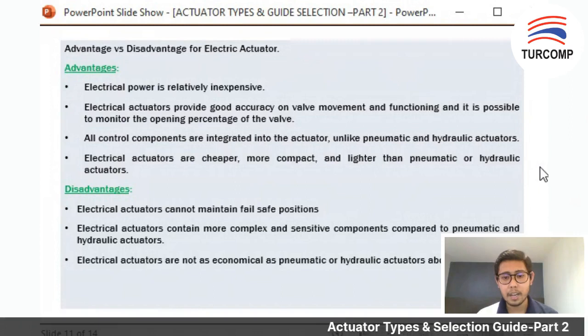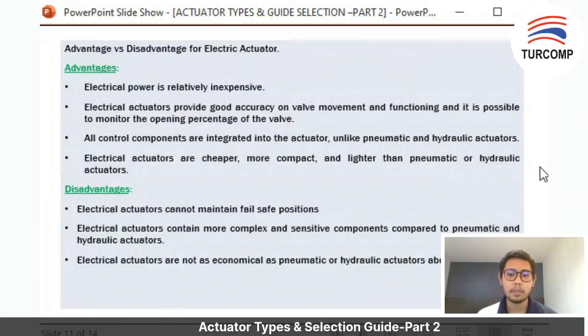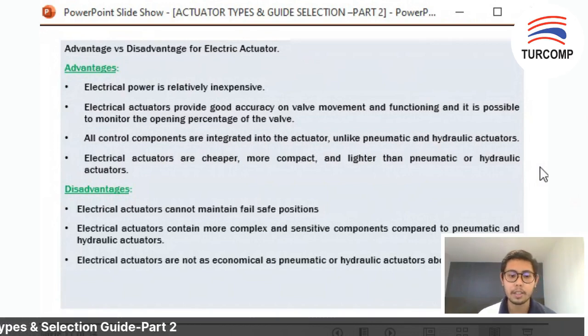Electrical actuators are not as economical as pneumatic or hydraulic actuators above certain sizes. So for certain sizes, there's a limitation.